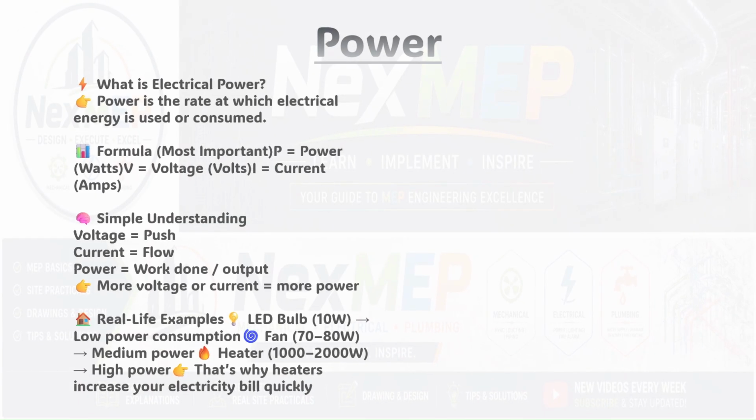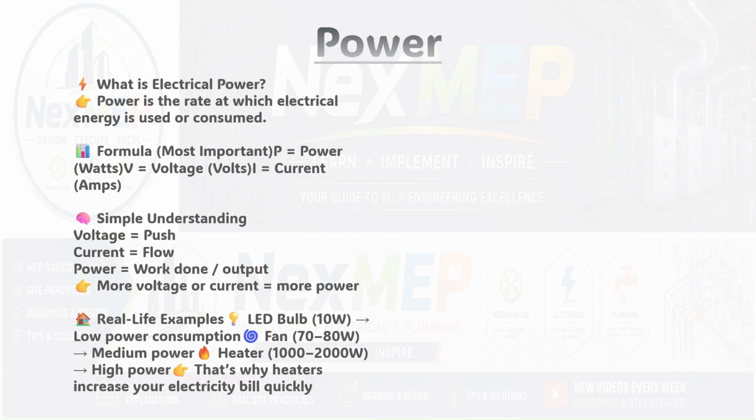Let's begin. Alright, let's start with the most fundamental question: what is electrical power? Simply put, power is the rate at which electrical energy is used or consumed. Think of it this way: voltage is the push, current is the flow, and power is the actual work being done. And the formula that ties it all together is P equals V times I, power equals voltage multiplied by current.